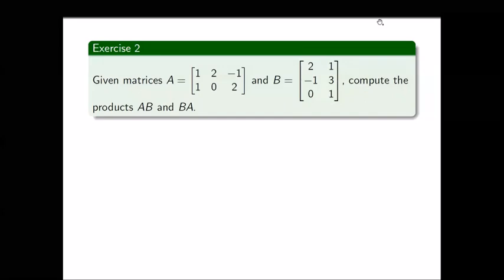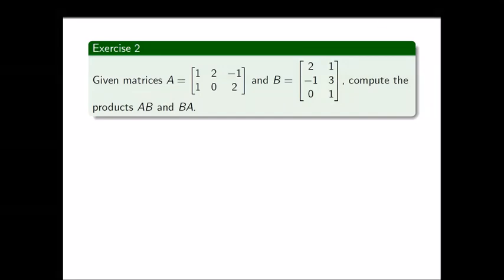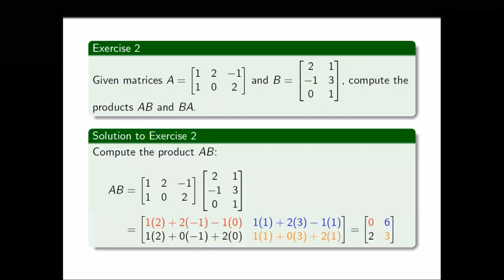Okay, so let's look at another problem. We're given two matrices A and B. A is a 2 by 3 matrix and B is a 3 by 2 matrix, and we want to compute the products AB and BA. So let's first compute AB, because A is a 2 by 3 matrix and B is a 3 by 2 matrix. AB would be a 2 by 2 matrix because of the canceling we talked about on the last slide.